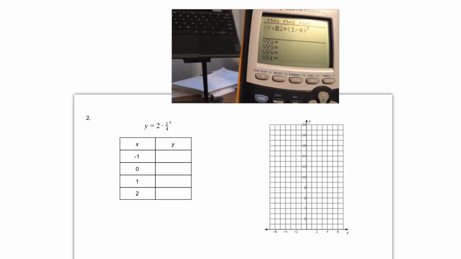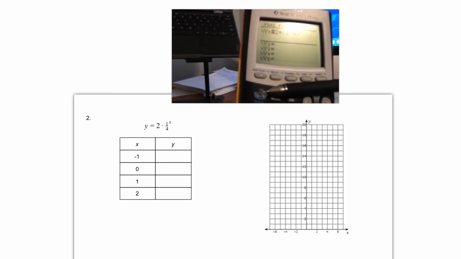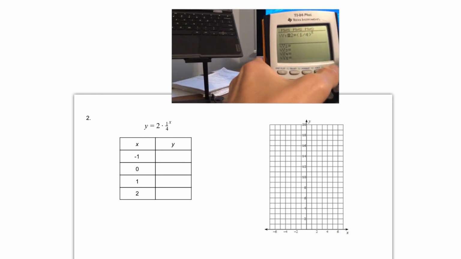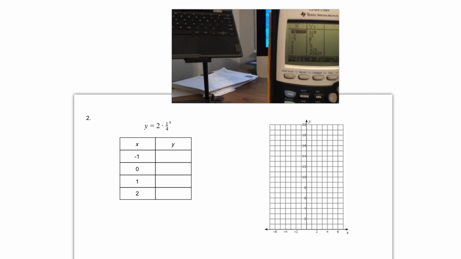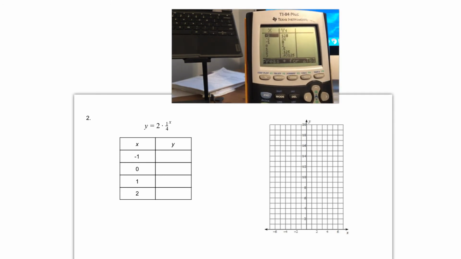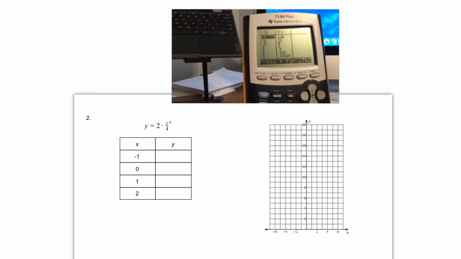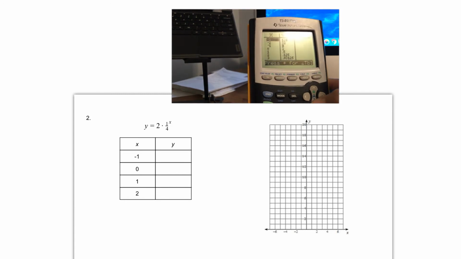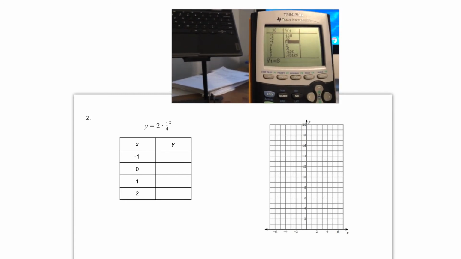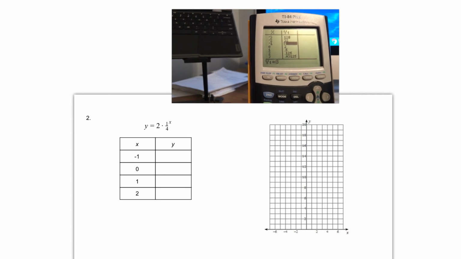Then I want to go to my table. Remember, my table is in blue, and it's above the graph button. Because it's above the graph button, I'm going to hit that second button first. So I'm going to hit second and then graph, and it's going to take me to the table. Remember, I can use my up and down arrow keys to scroll through the table. First one I need is -1, so I'm going to go to -1. -1 goes with 8, so in my table, I can write down 8.